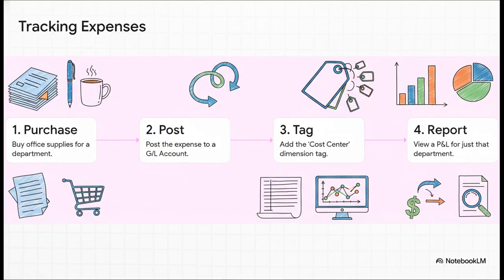Let's take a super simple example. Say your company buys some office supplies. You post that expense. But now you also add a cost center tag for the marketing department. If you do that consistently for all marketing expenses, you can, at any time, instantly run a full profit and loss statement for just the marketing department. It is that simple and that powerful.